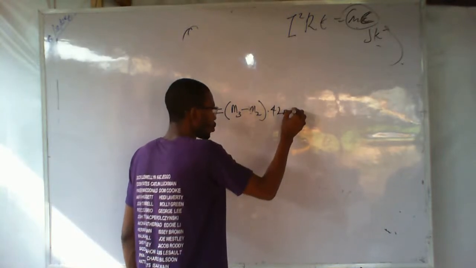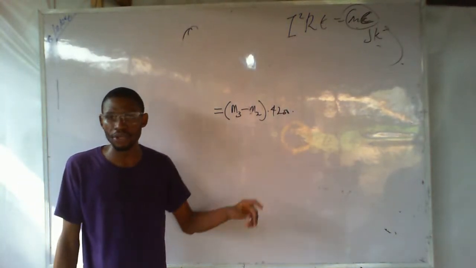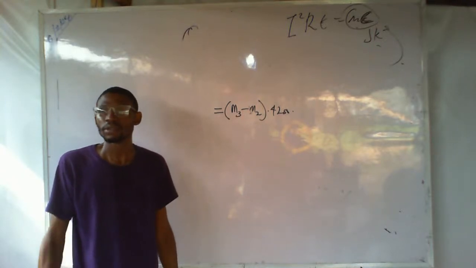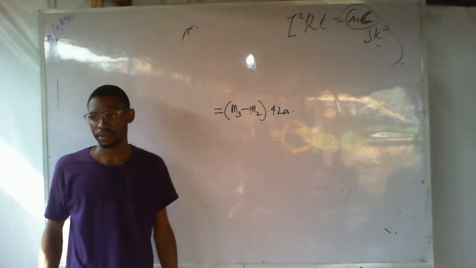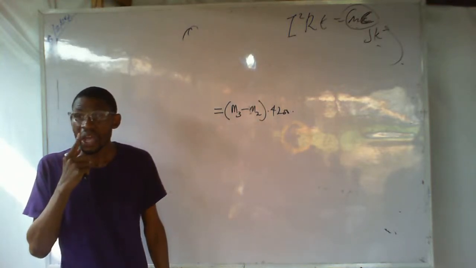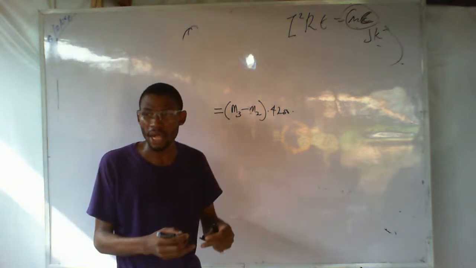Now, how do we get the temperature range? Final temperature minus initial temperature. Go back to your notes. I gave you this expression. Theta 2 minus theta 1.